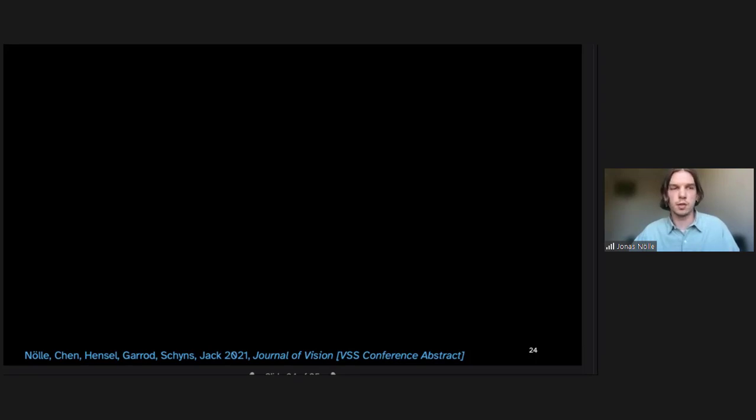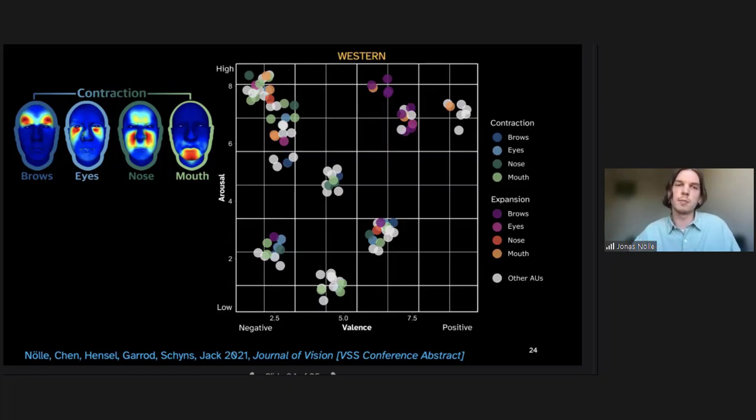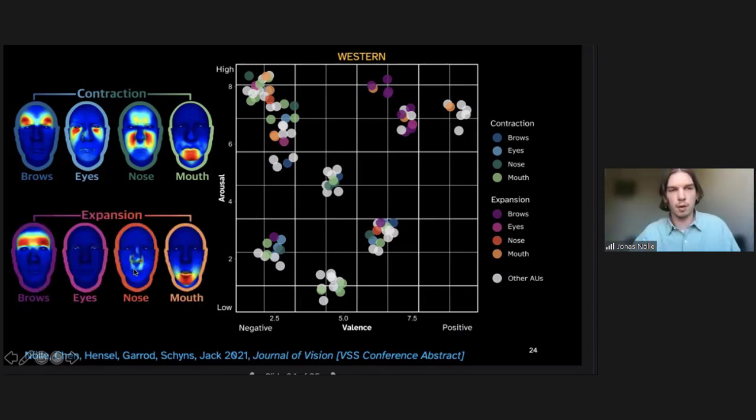For example, looking at contraction movements. So this would be, for example, lowering the brows or pressing the lips or wrinkling the nose. If these are a sign of rejection, we would expect them to be more associated with negative messages. And on the x-axis, I'm plotting valence here. And you can see that more of these green and blue face movements, so contraction movements, are more associated with negative messages. On the other hand, expansion movements like raising the brows or opening the mouth are more on the positive side, so involved in positive messages.